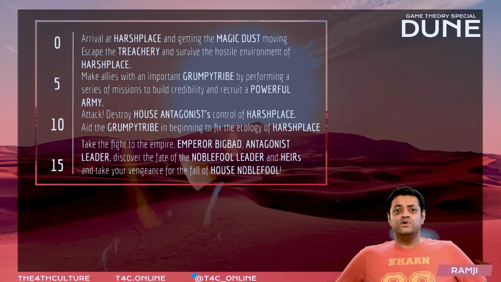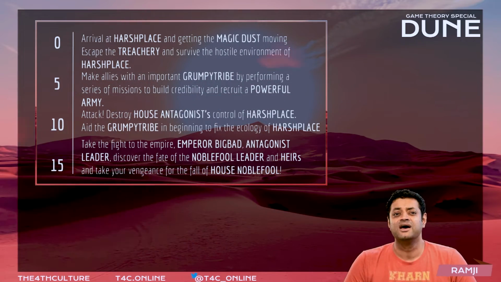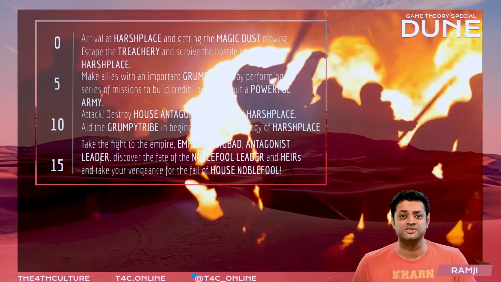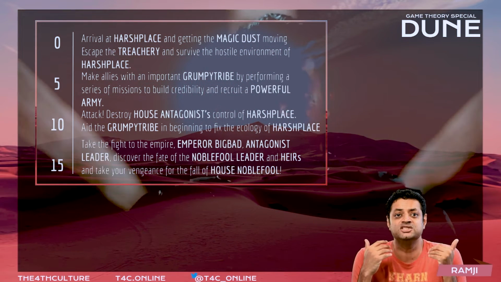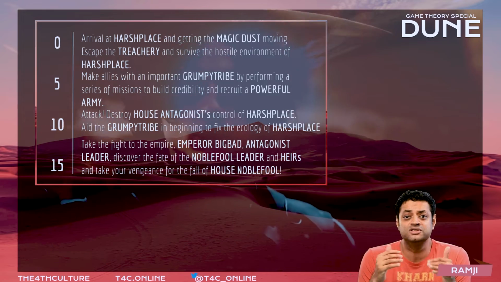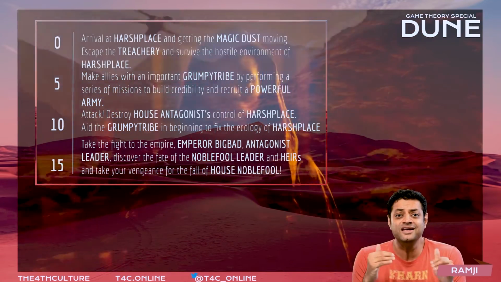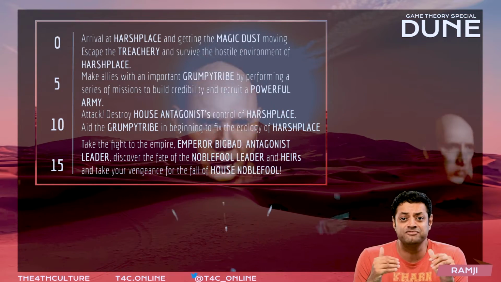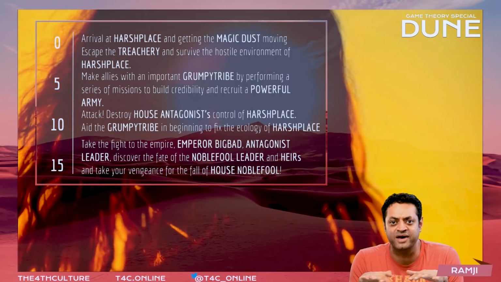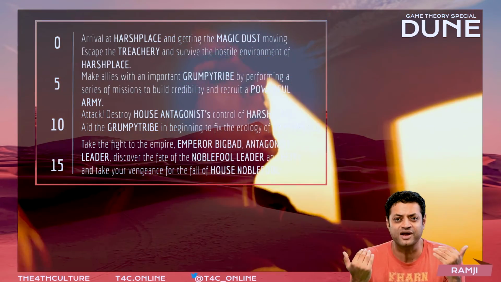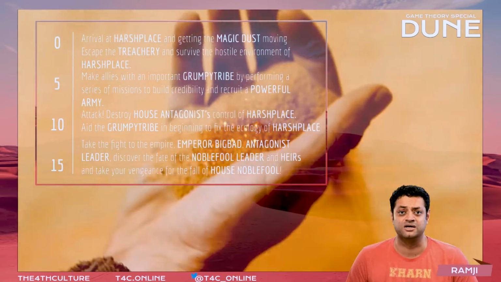Right? And so you GTFO and you escape into the hostile environment of HARSHPLACE, and for the next 4 levels or so, you're surviving. You're getting from one place to the other, you're trying to make contact with an important grumpy tribe, but you're also trying to avoid the agents of House Adversary, who are still looking to chase you down and see if there's any remaining House Noblefuls around. And so as a result, there's this game of cat and mouse in this incredibly harsh environment.